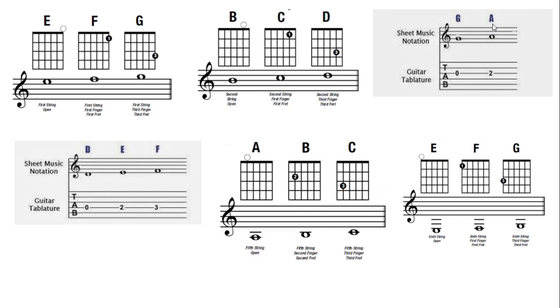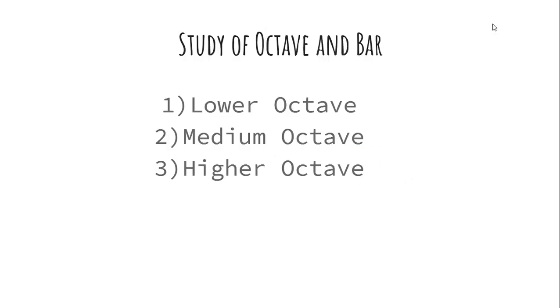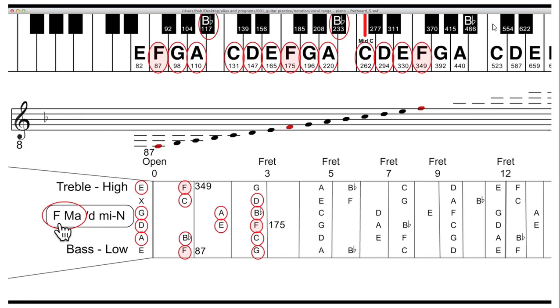Okay, let's move on. The study of an octave bar. There are three types of octave. The first one is the lower one, then medium, and then higher. So let's start with the lower octave.